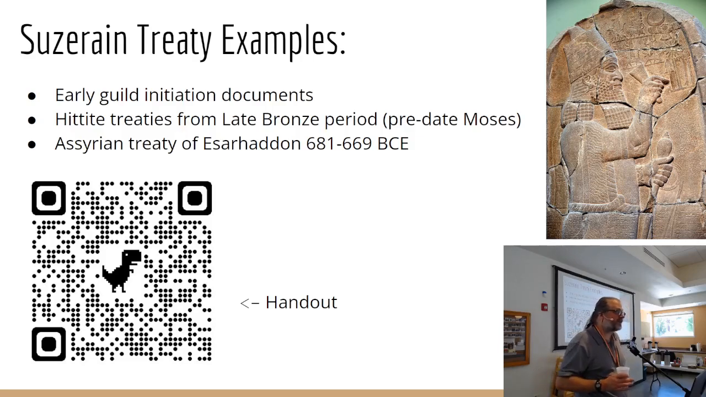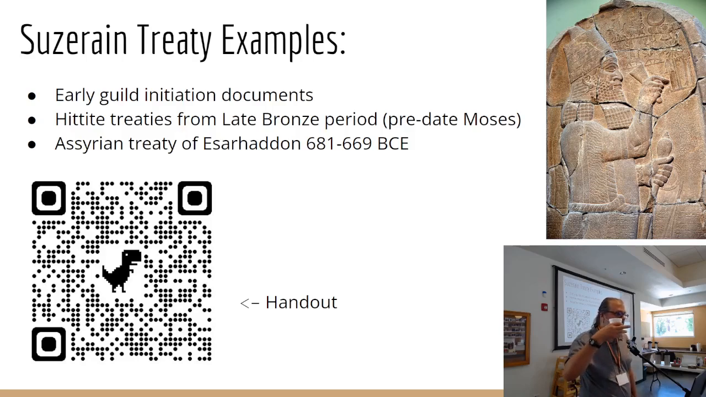I have a handout for this. I also have this QR code, and I'll put it in the video description. And all this is a PDF where I've scanned a couple of early guild initiation documents, which give you an idea of this treaty format, and you can read this after, right? So you can go home and read these if you'd like. But these are these early guild initiation documents, along with a copy of some Hittite treaties from the late Bronze period, and you can see how similar they are to what we find in the Book of Deuteronomy. But the most similar one is the Assyrian treaties of Esarhaddon. And in this case, they all have this format that we've just described.